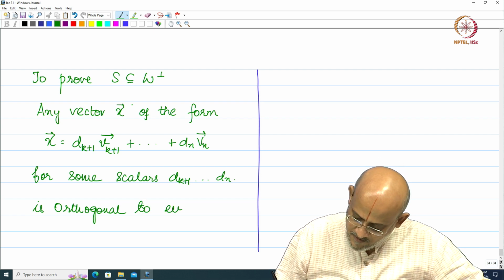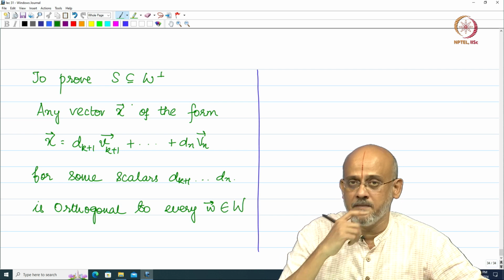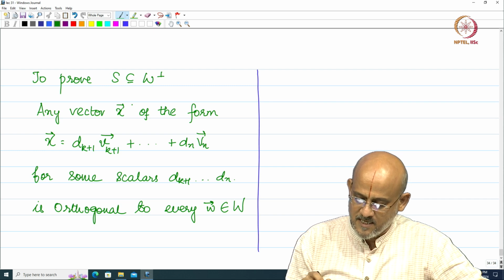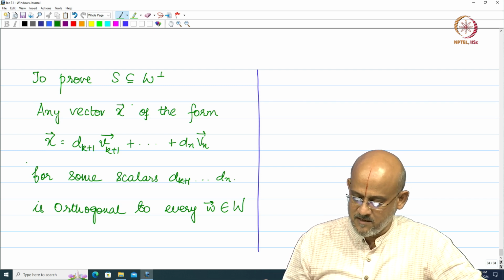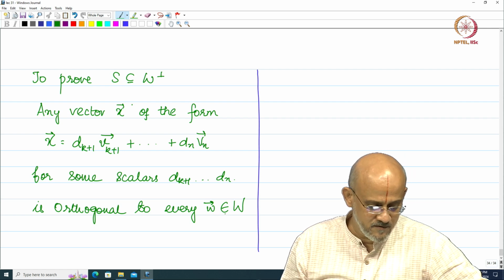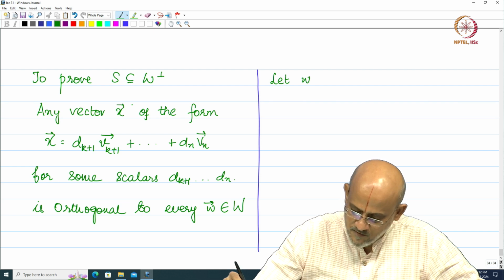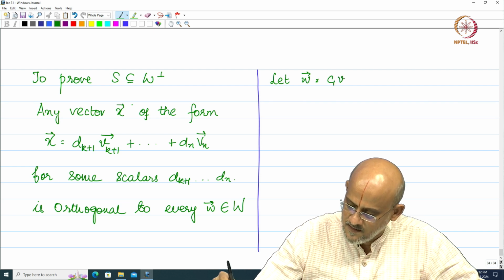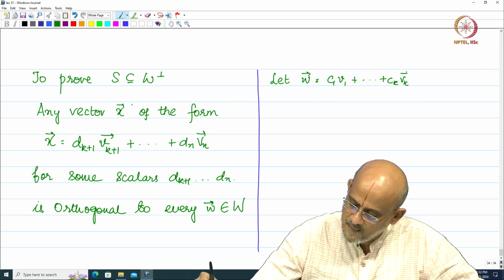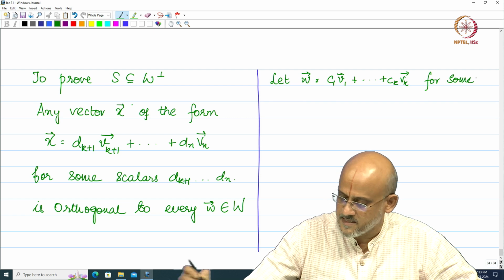And what we say is any vector x of this form is orthogonal to every vector w in the subspace W, right. That means x is in the orthogonal complement. We know that this vector x is going to be orthogonal to every vector w in W. So, we know that this vector w can be written as, let us say, c1 v1 plus etc. plus ck vk, for some scalars c1, etc. ck.